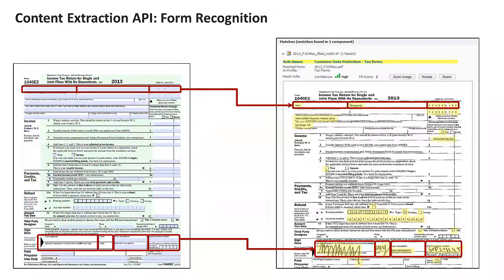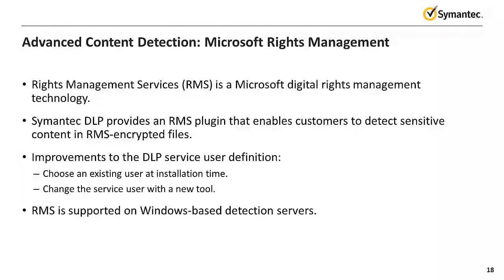The image on the left is the template used to detect the filled-in components of the form on the right. Symantec DLP offers a sophisticated detection capability based on content extraction plugins. Digital rights management, or DRM, solutions can enhance the secure posture of an organization in highly collaborative environments by combining encryption, authentication, and privilege control.